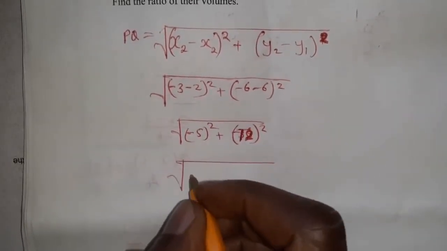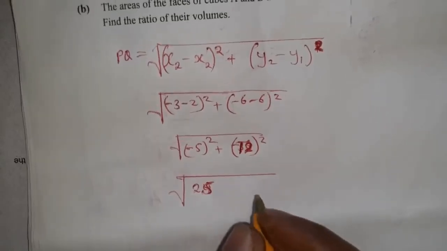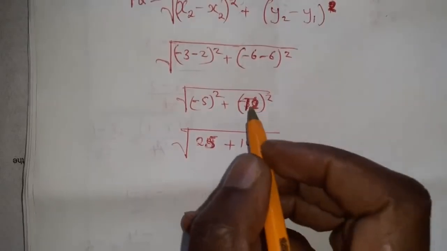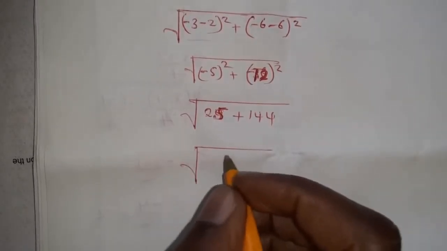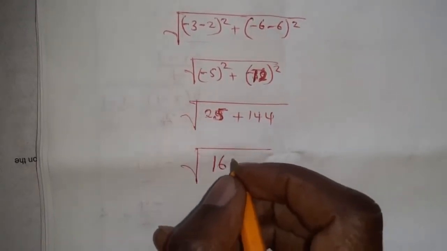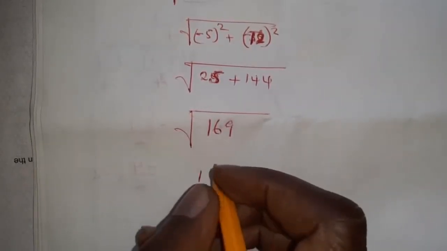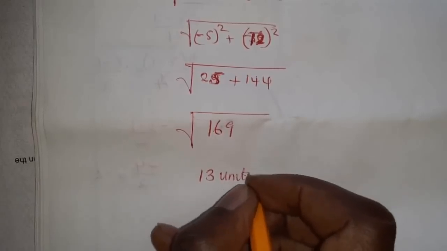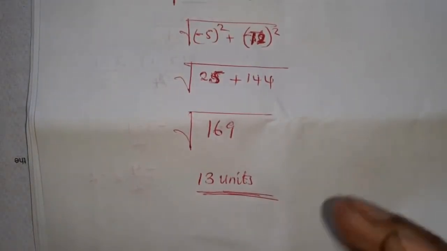So this is going to be what? 25 plus 144. This is 12, this is 25. When we add this, what do we get? 169. The square root is what? 13 units. Okay.